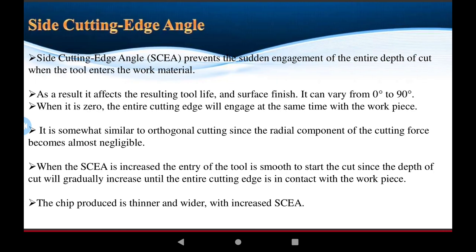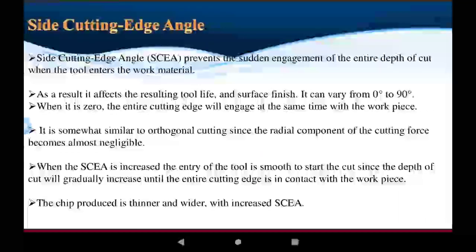Cutting edge angle: the side cutting edge angle determines the sudden engagement of the entire depth of cut when the tool enters the work material. As a result, it affects the resulting tool life and surface finish. It can vary from 0 degrees to 90 degrees. When it is zero, the entire cutting edge is engaged at the same time with the workpiece, somewhat similar to orthogonal cutting.